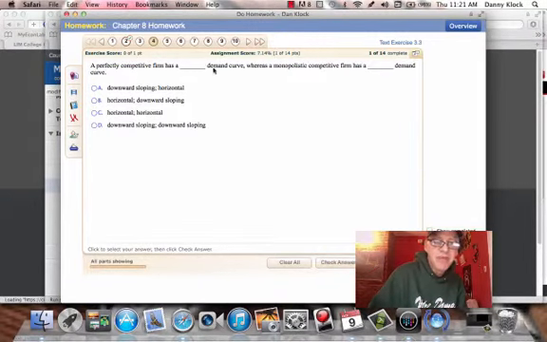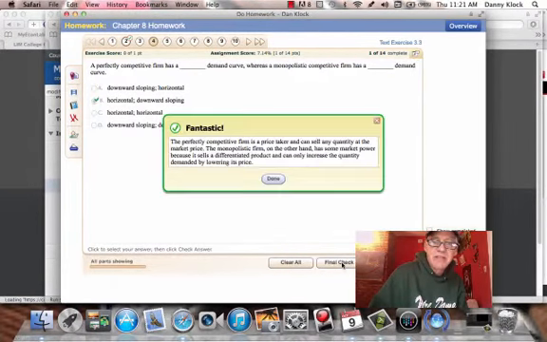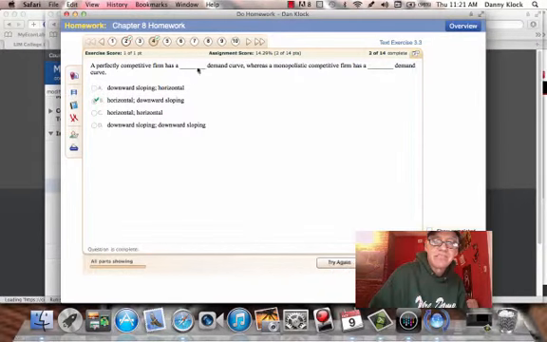A perfectly competitive firm has what kind of demand curve? Of course, that's horizontal. So it's got to be one of these two things, this answer. Where a monopolistic competition firm has a downward sloping demand curve, right? Because they can choose their prices. So let me check my answer. I feel so good when I do this.